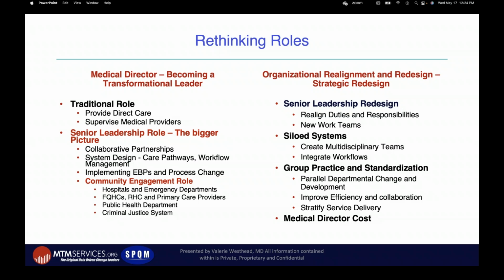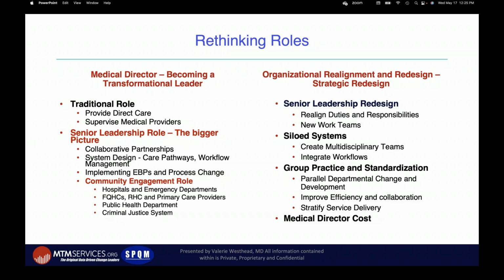First of all, the senior leadership team may be going through a redesign. I've been involved with teams where the medical director was a member of the senior leadership team, but if they showed up to half of a meeting once every few months, that was all they could do, in part because they were doing a lot of direct care, or that was the only expectation they had. This is about creating new work teams and a different level of cooperation and working together.